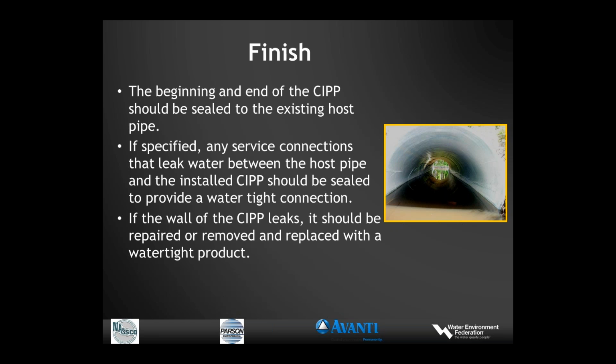The beginning and the end of the CIPP should be sealed, and if specified, any service connections that have been opened and are leaking water, groundwater that's gotten between the CIPP and the hose pipe and then finding its way into the sewer, those should be sealed. And if the wall of the CIPP leaks, that should also be repaired.